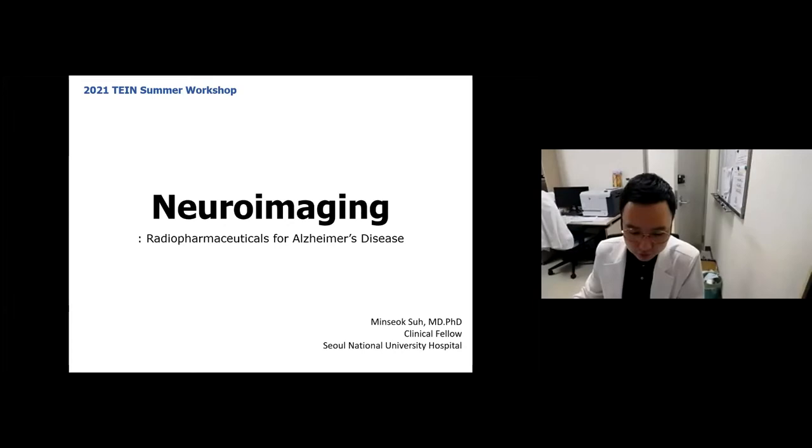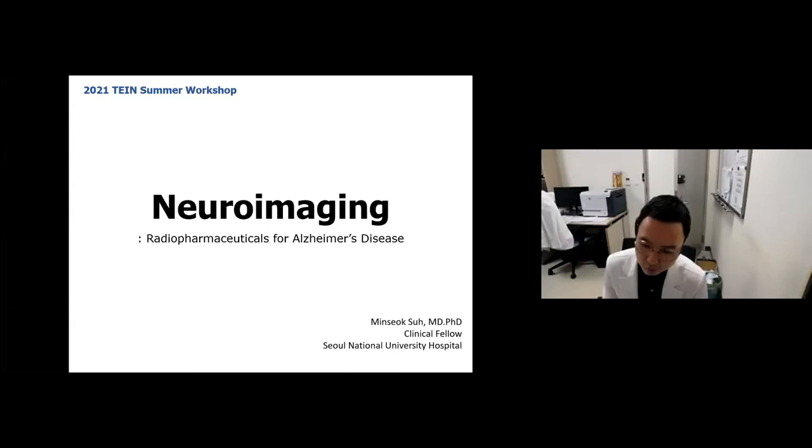This workshop will be regarding the neuroimaging of nuclear medicine, and especially dedicated for radiopharmaceuticals for Alzheimer's disease. And this workshop will be somewhat a precursor for our upcoming lecture series in the fall semester.